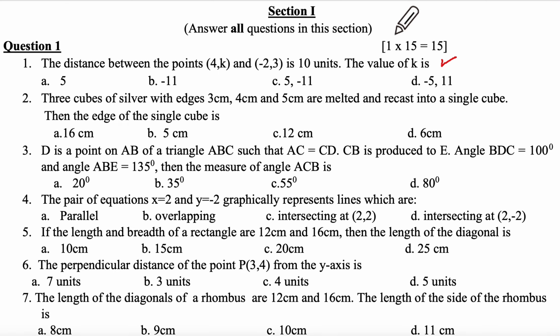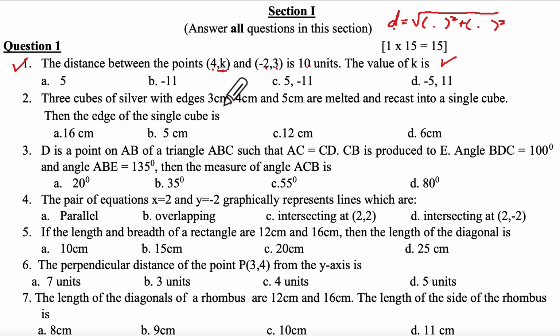Is it doable? You'll use the formula, d is equal to under root of x2 minus x1 whole square plus y2 minus y1 whole square. And then you will substitute 4 minus minus 2 and k minus 3 over here, and 10 will be coming here. Then you say 100 is equal to, and remove the square root sign. You'll be able to handle this.